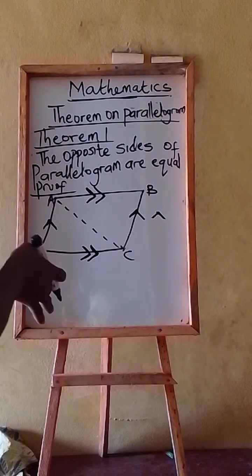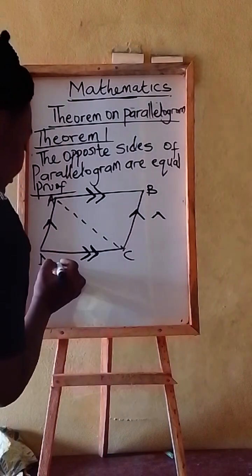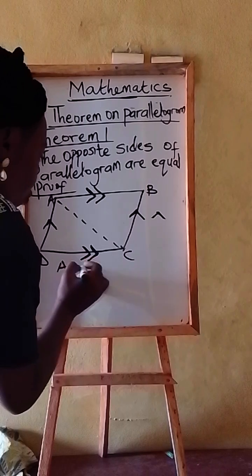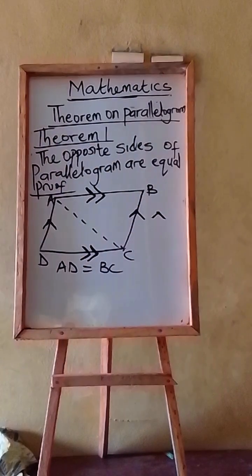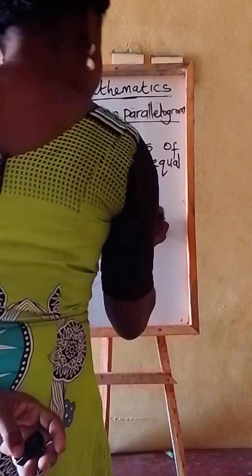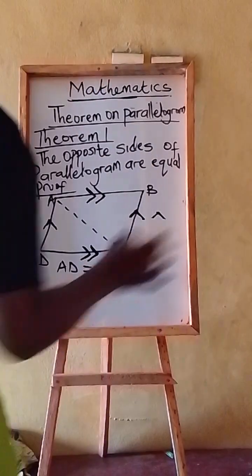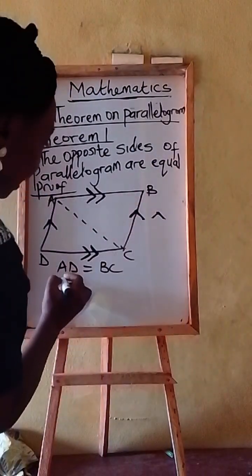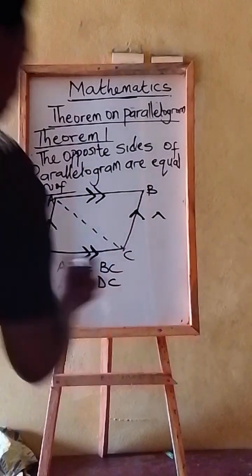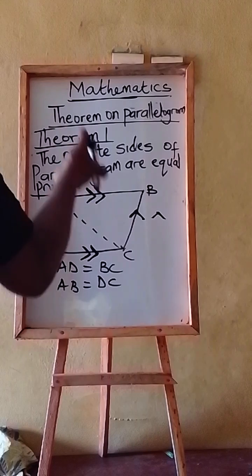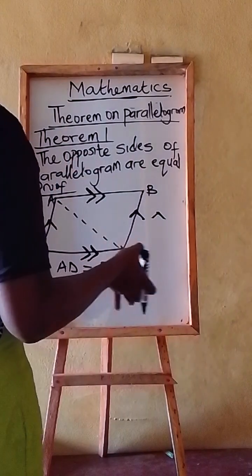So we want to prove. I've said earlier, AD will be equal to BC. There is no reason. Once you see this sign, the sign means they are equal. This sign, AB is equal to DC. Two of them, they are both equal. That's what it means.